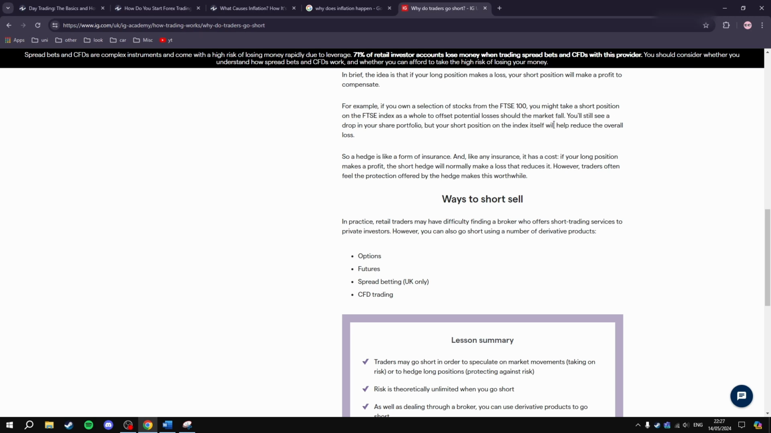So a hedge is like a form of insurance, and like any insurance, it has a cost. If your long-term position makes a profit, the short hedge will normally make a loss that reduces it. However, traders often feel the protection offered by the hedge makes this worthwhile.